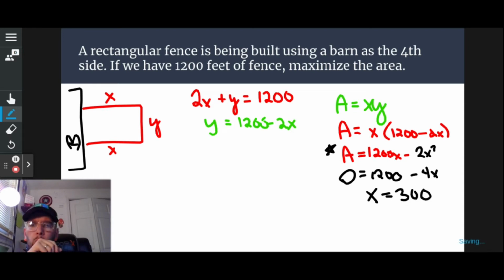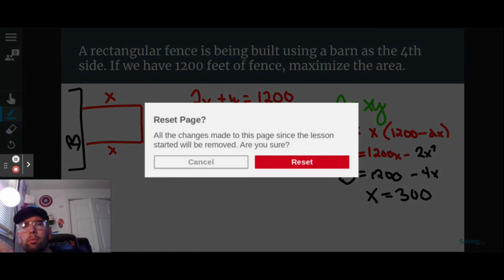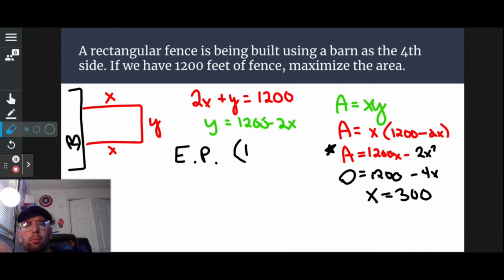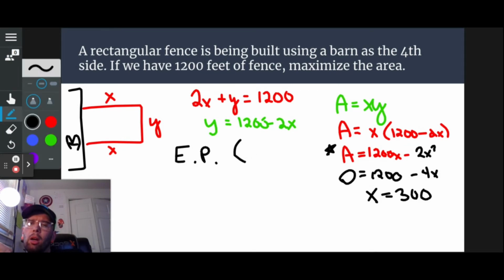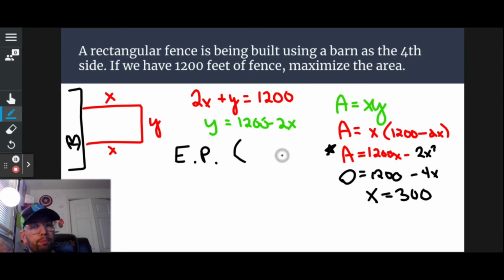What's the largest y value I can have? What's my end point? The largest y value I can have is 1200. Although I don't care about y, I care about x. So the largest x value I could have is 600. The smallest I can have is 0.